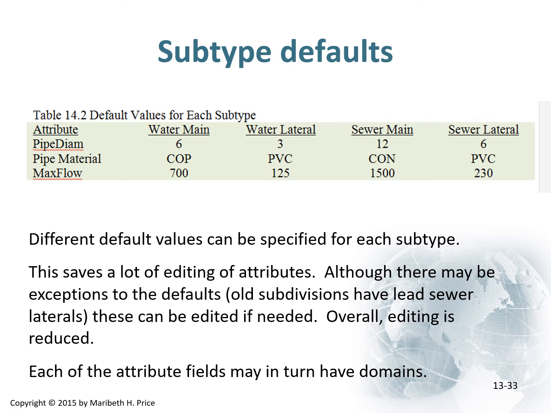They're all going to have the same diameter. They're all going to have the same pipe material. They're all going to have the same max flow. If all your water mains are 6-inch copper with 700 gallons per minute flow, then you can set up that default, and as soon as you call it a water main, poof, that's the properties it has.